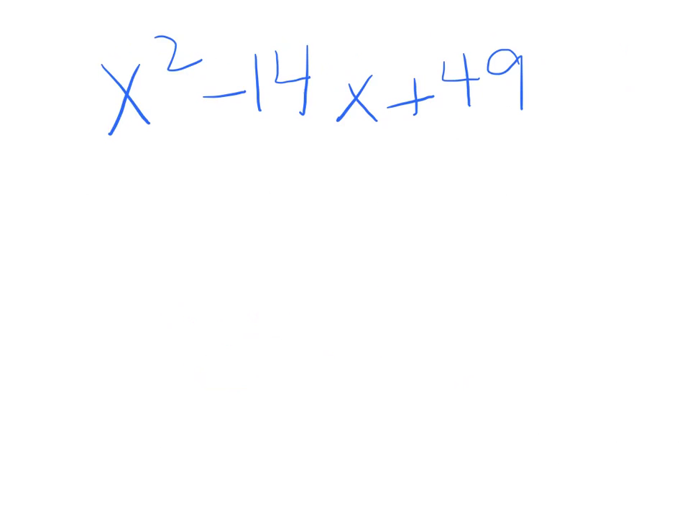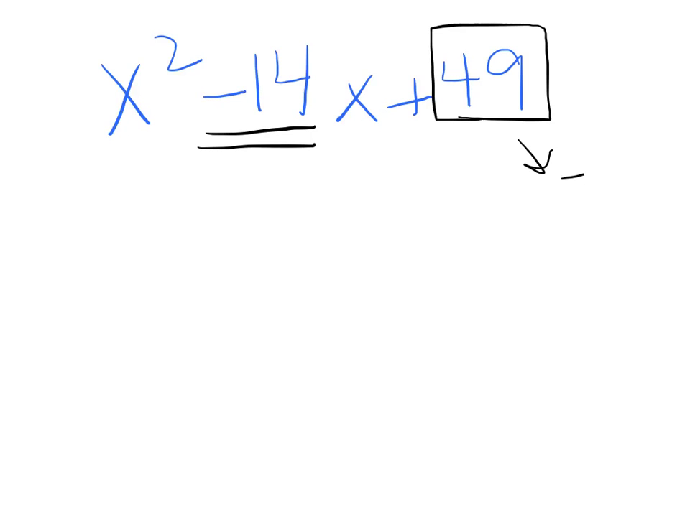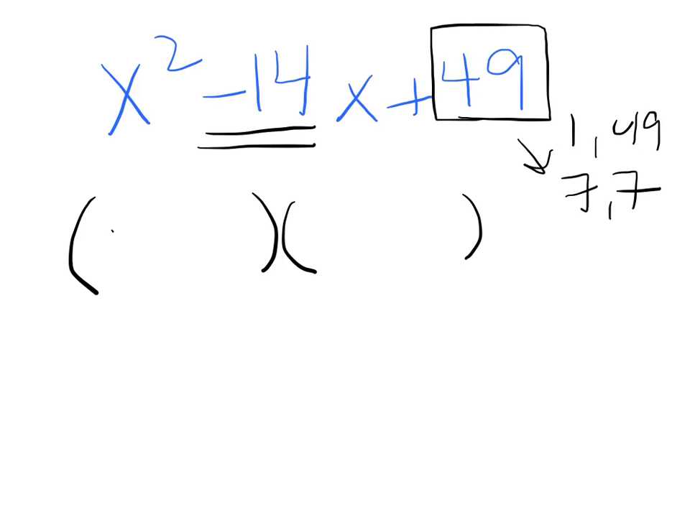Okay, so let me just go ahead to the next one. So taking a look at this one. This is also a perfect square trinomial because I have a perfect square here, and if I think about 49, it's 7 and 7. It could also be 1 and 49, but that's not going to give me a sum of negative 14. So I have here x and x. I have 7 and 7 because they're going to multiply to 49 and still add to negative 14. And I know these are both minus signs here.